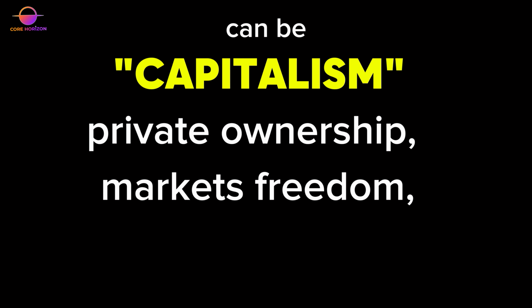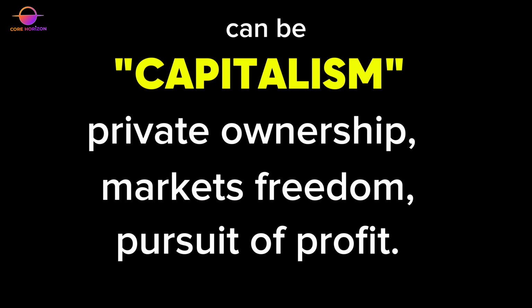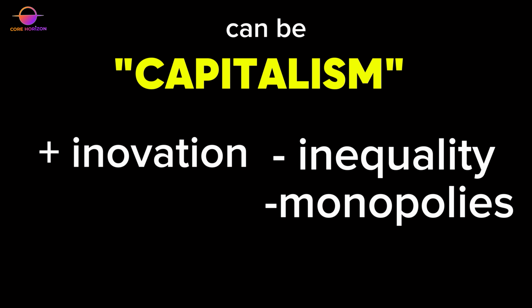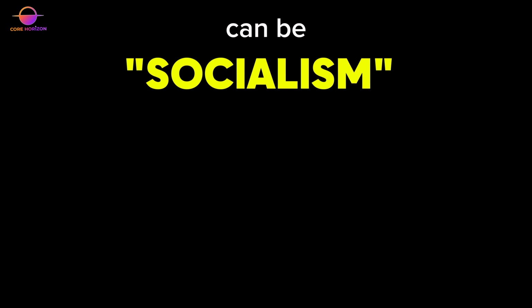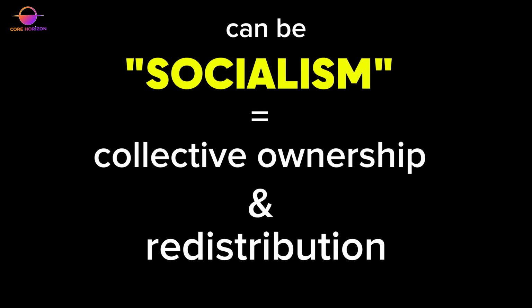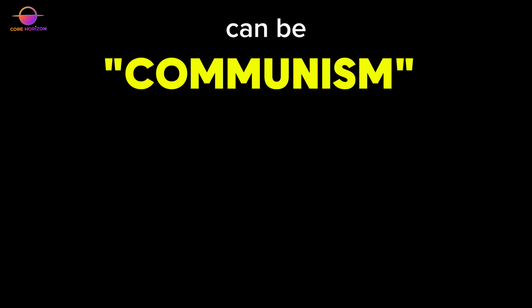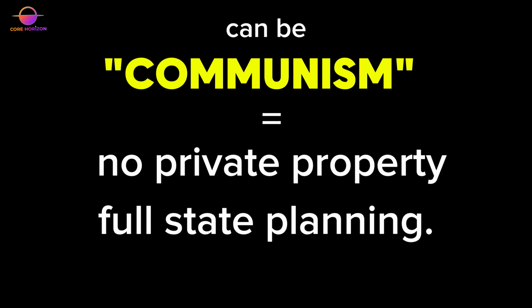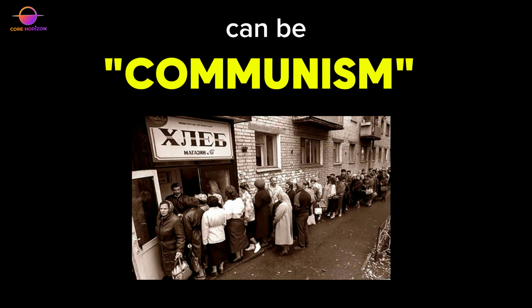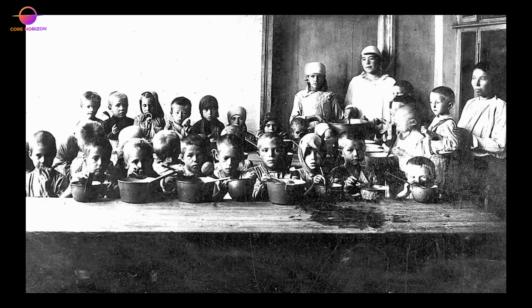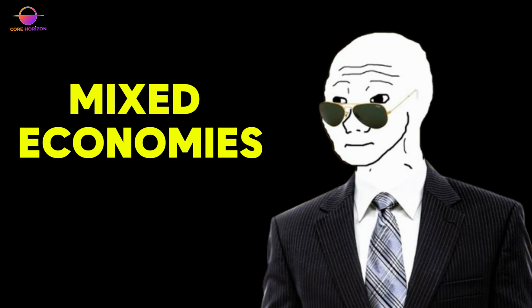Zoom out again. What system is all this happening in? Can be capitalism: private ownership, markets, freedom, pursuit of profit, great at innovation, also great at inequality and monopolies. Socialism, all about collective ownership and redistribution, great for equality, not so great for motivation. Communism, aka command socialism, no private property, full state planning, looks good on paper, looks terrible in breadlines, and usually ends in famine like USSR grain quotas. And that brings us to mixed economies, the actual reality.